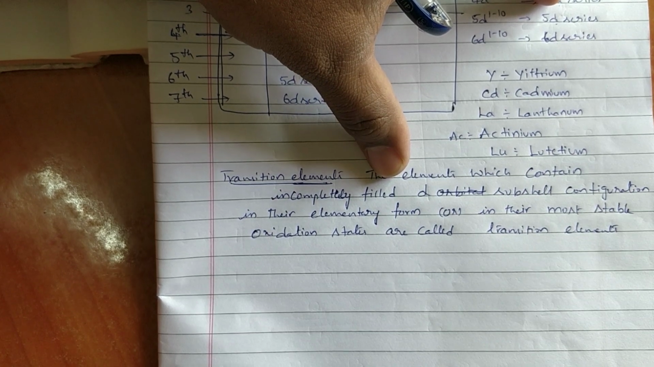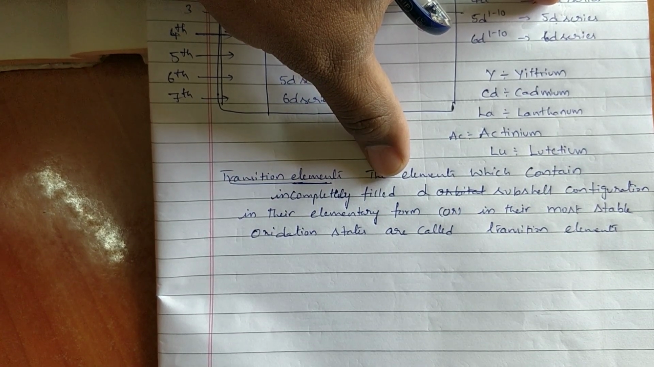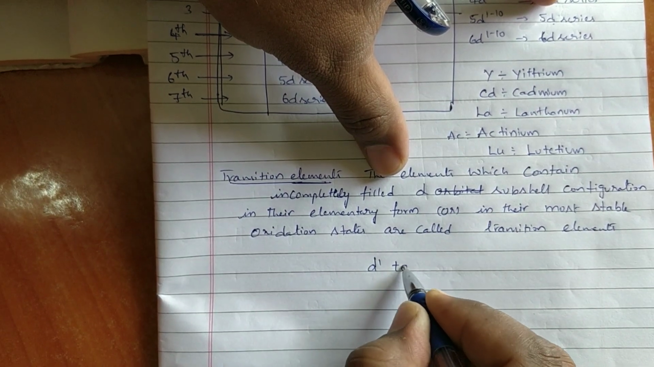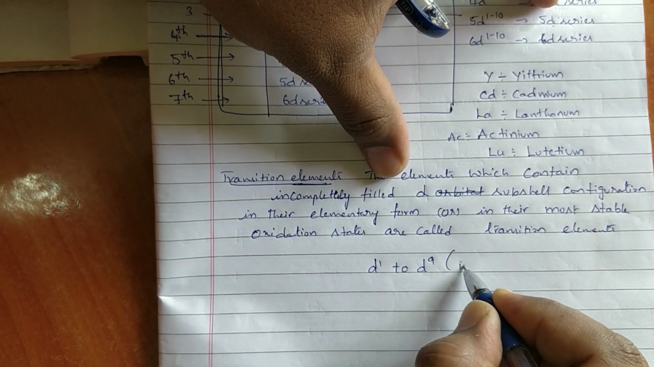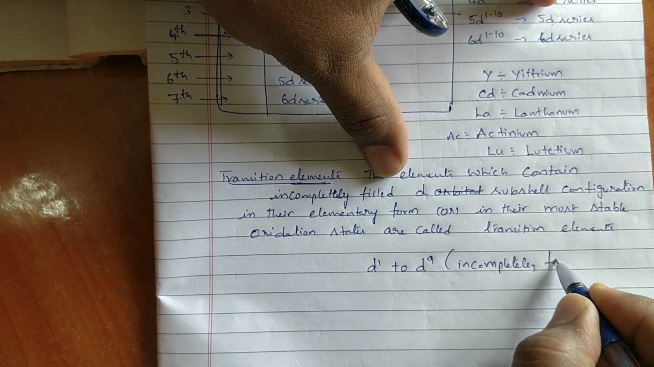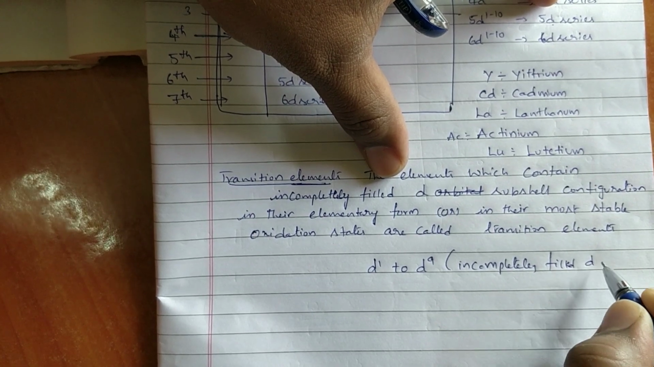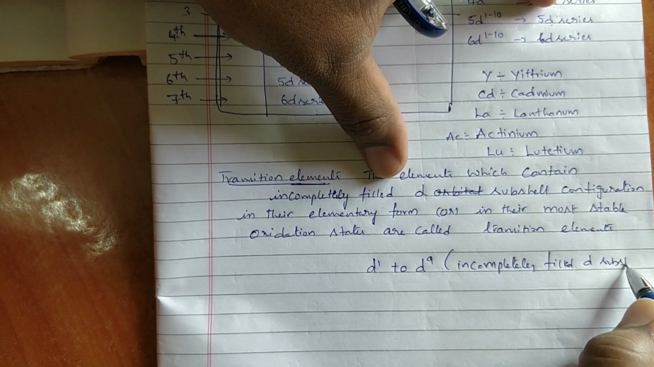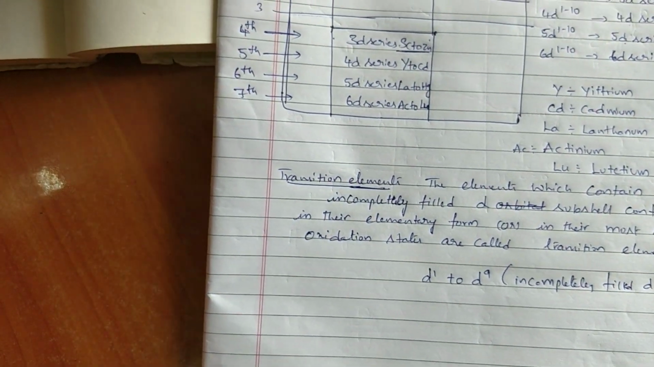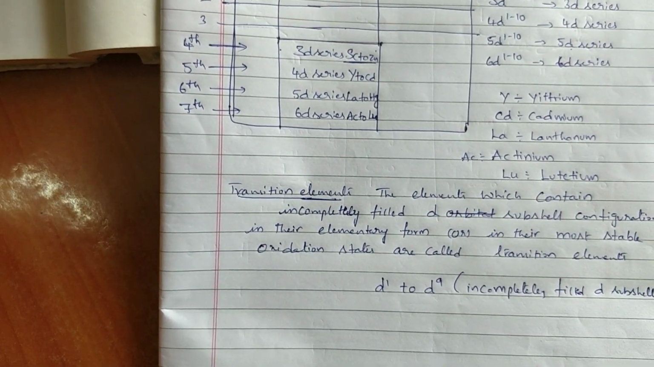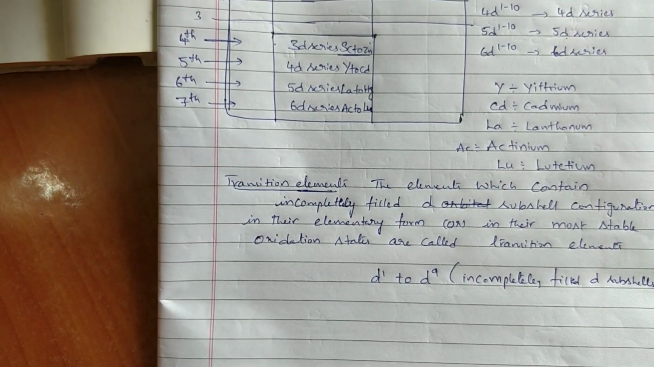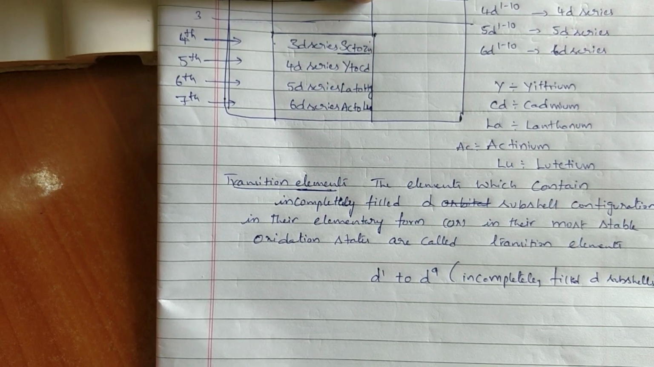The elements which contain incompletely filled D subshell. This is not half filled, but incompletely filled. Incompletely means D1 to D9. These configurations are called incompletely filled configurations only. Only one completely filled D subshell exists, that is the D10 configuration. Are you getting my point?